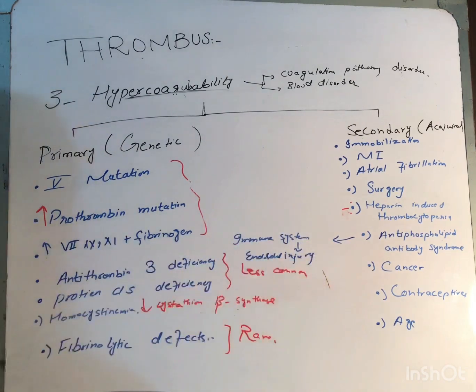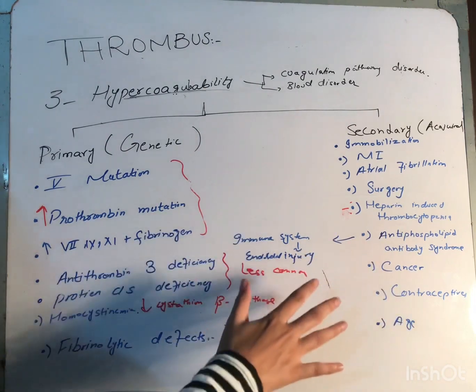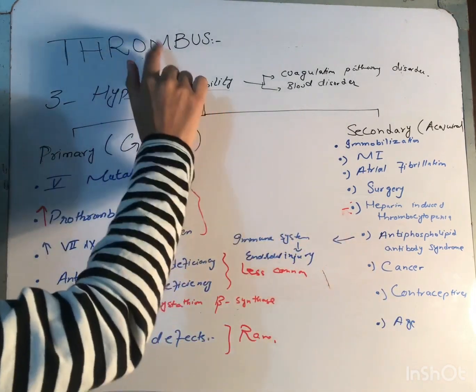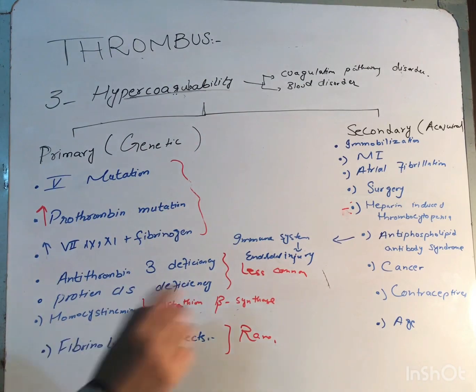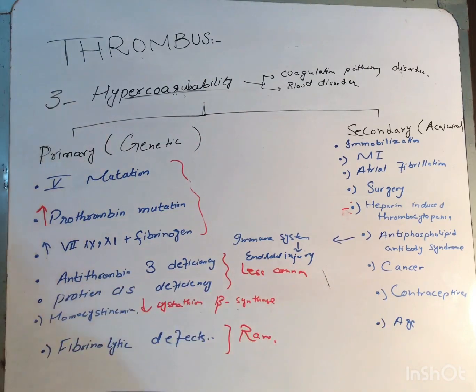Now another thing comes, that is cancer. Cancer itself can release procoagulant factors from the tumors that will help in thrombus formation. Now come the contraceptives.